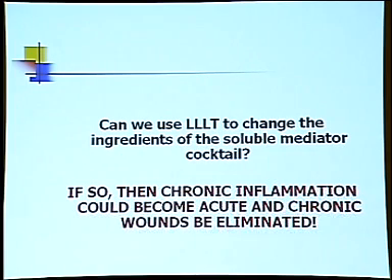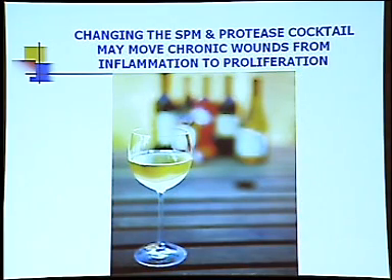If a wound is stuck in chronic inflammation, it's got lots of pro-inflammatory materials there. If it's healing, it gets rid of those, and we've got anti-inflammatories. We've got growth factors. If we can do this, then chronic inflammation could become acute, and chronic wounds would be eliminated. I think what we need to do is to change the soluble protein mediator and protease cocktail, and that will move, or it should move, chronic wounds from inflammation to proliferation.